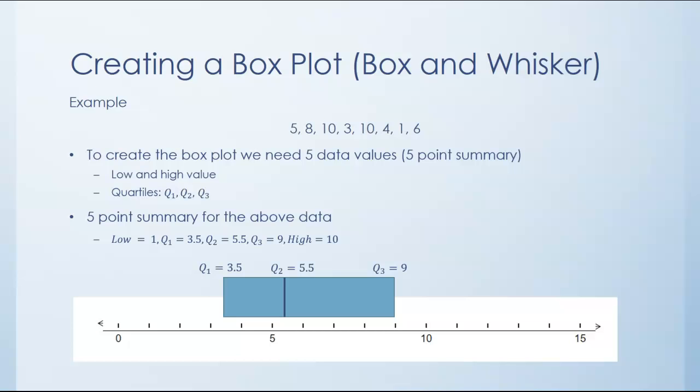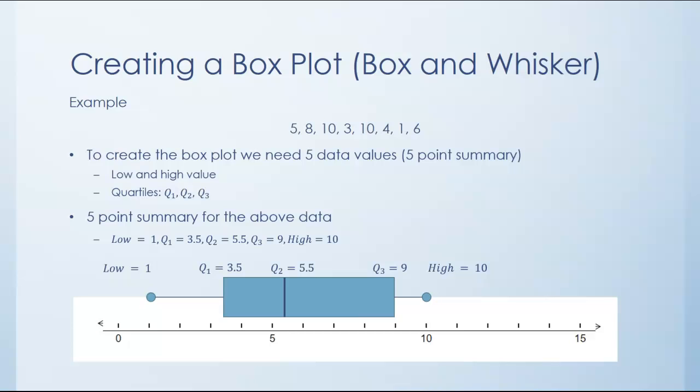And then the last thing we're going to do, and this is where your whiskers come in, because it's a box and whiskers plot. Your whiskers come in from your low value and your high value. So you're going to put a dot at your low value, 1, and then just draw a line straight out for that. And you're going to do the same thing for your high value. You're going to put a dot at 10 and draw a line to that dot. And there's your box and whiskers.